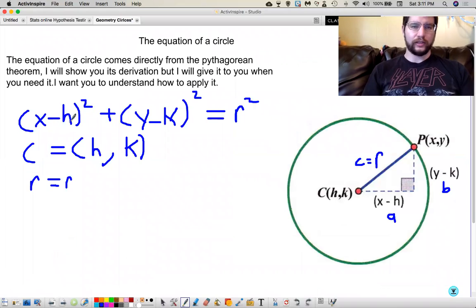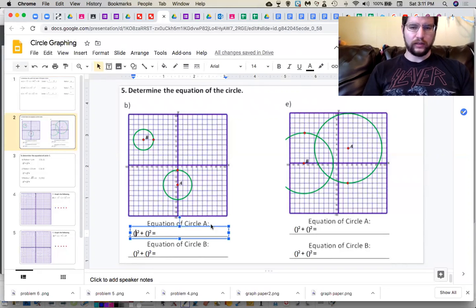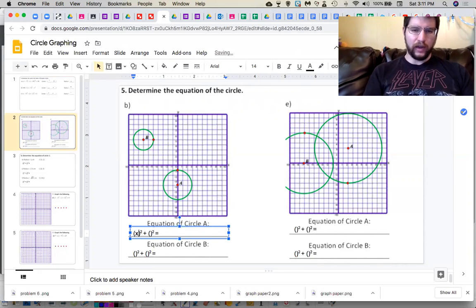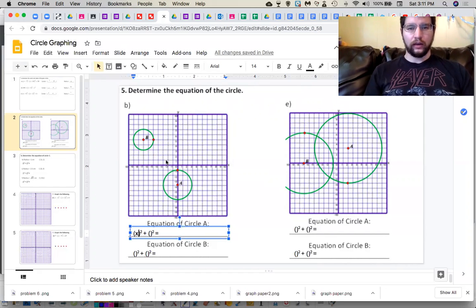x minus h. So for circle A, it's going to be x minus or plus, we don't know yet. The x-coordinate is 0. So if you look on your graph, those numbers are entirely illegible, but you can count. Most of you can anyway. If we count, we're at 0. Remember, this is the origin, 0, 0. We're not going anywhere, so it's just x squared. So leave it like that.